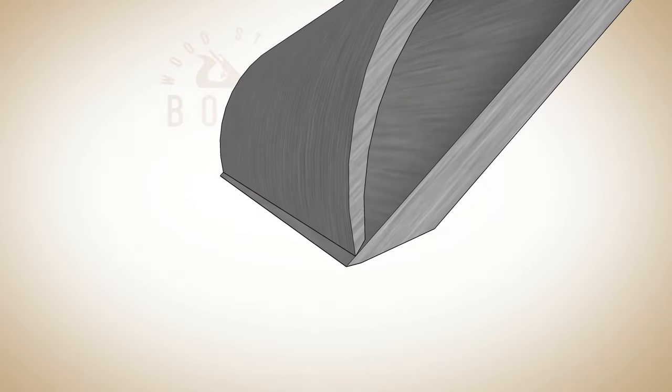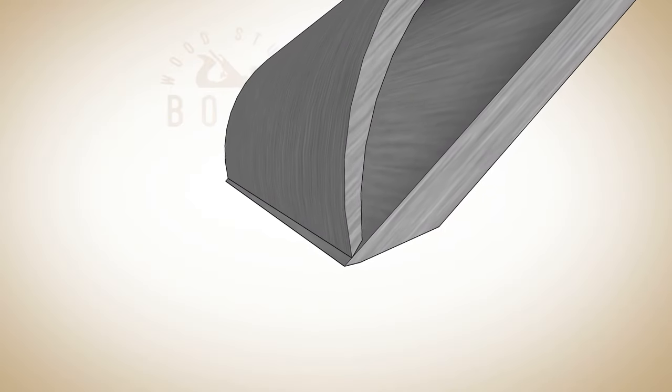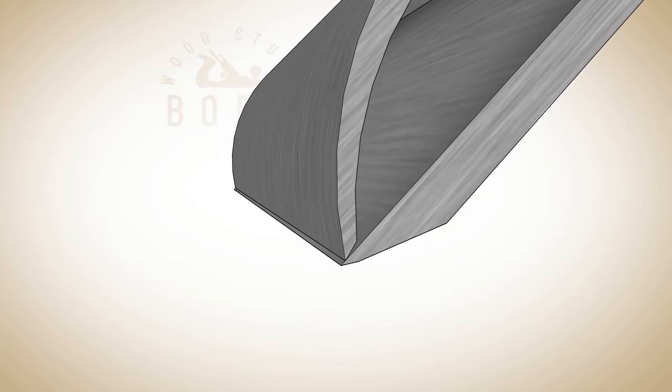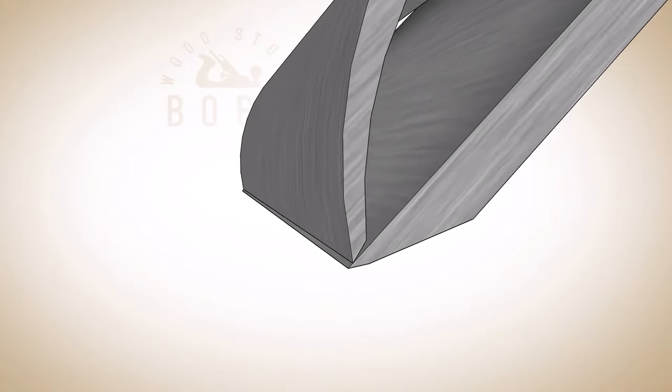On a smoothing plane, it should be placed as close to the edge of the blade as possible, usually about 1/64th of an inch back. For thicker shavings, reveal more of the blade.